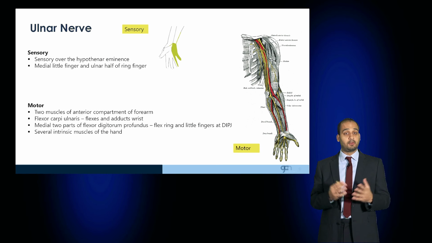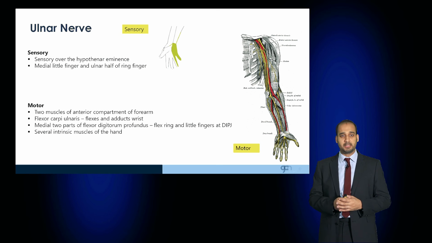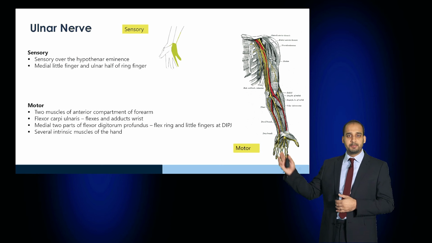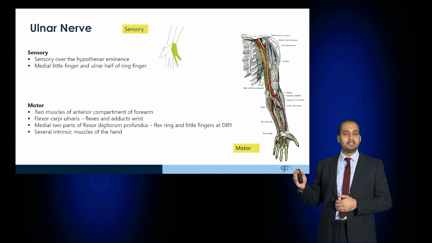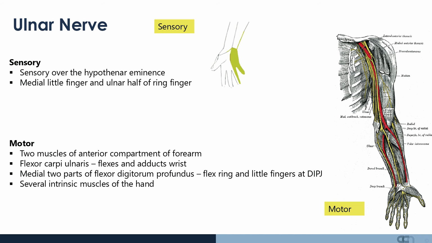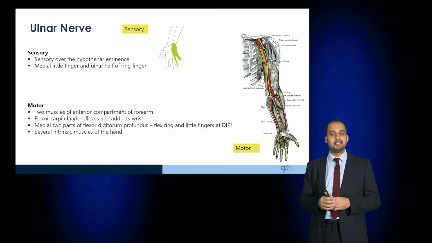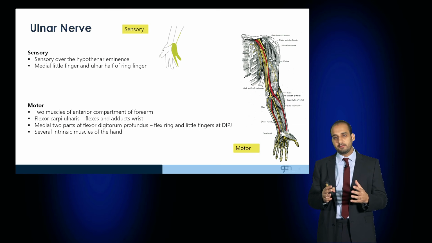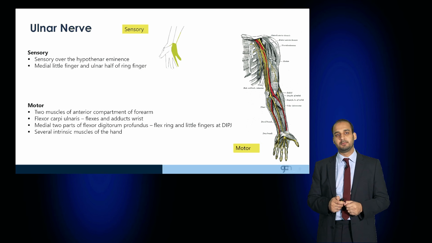The ulnar nerve. The ulnar nerve also has key sensory and motor components in the upper limbs. The sensory components are particularly over the hypothenar eminence, the medial little finger, and the ulnar half of the ring finger. The motor innervation of the ulnar nerve is to 2 muscles of the anterior compartment of the forearm, the flexor carpi ulnaris, which facilitates flexion and adduction of the wrist, and the medial 2 parts of the flexor digitorum profundus, which flex the ring and the little fingers at the distal interphalangeal joints. The ulnar nerve also innervates several intrinsic muscles of the hand to facilitate fine movement.